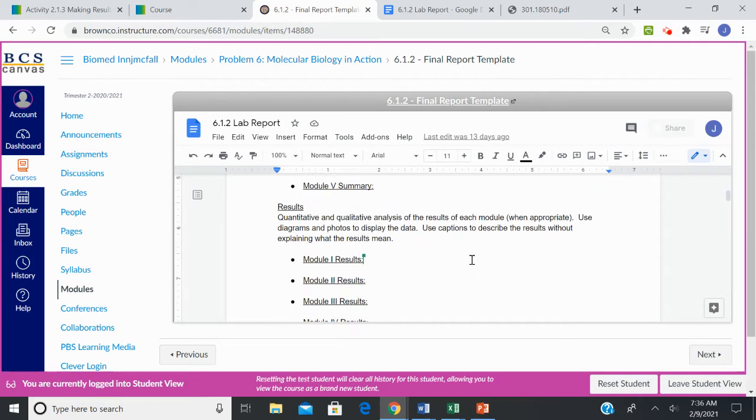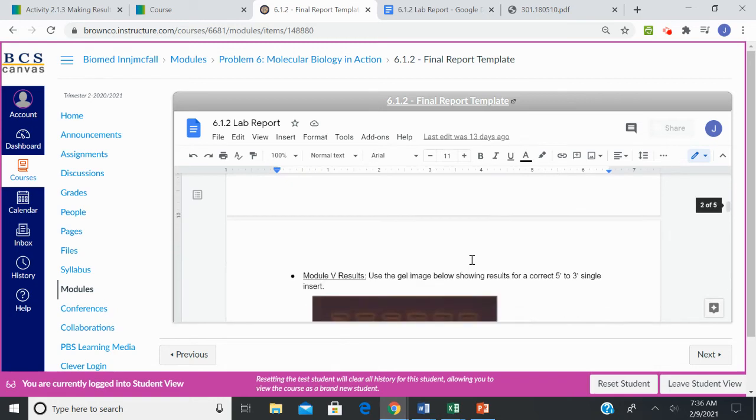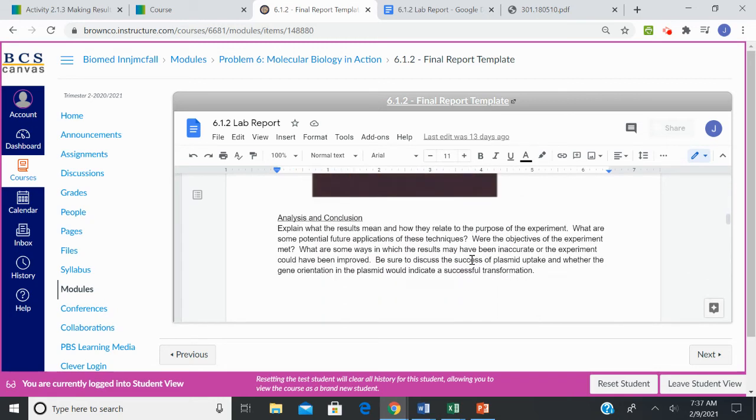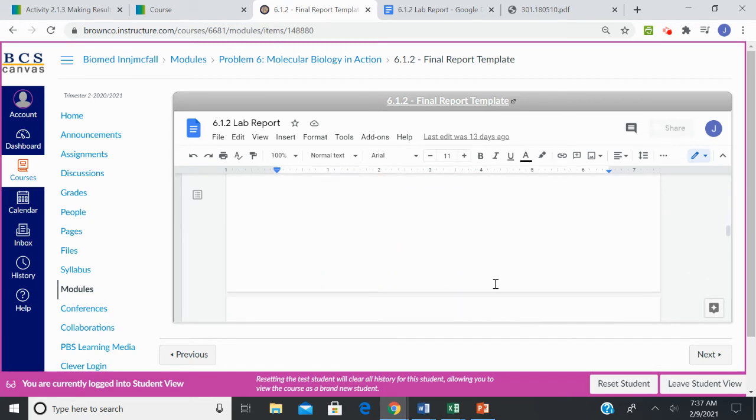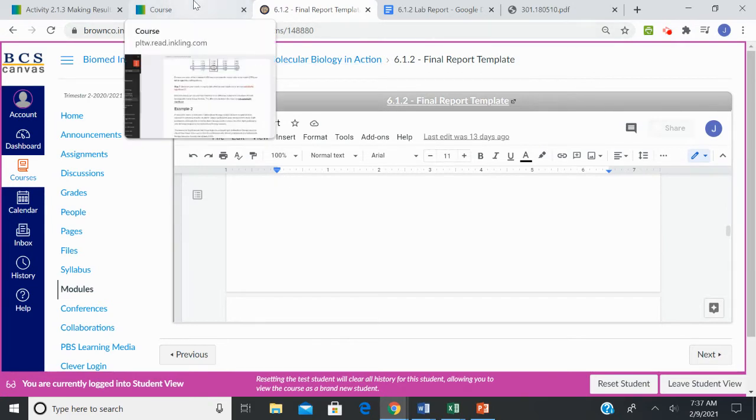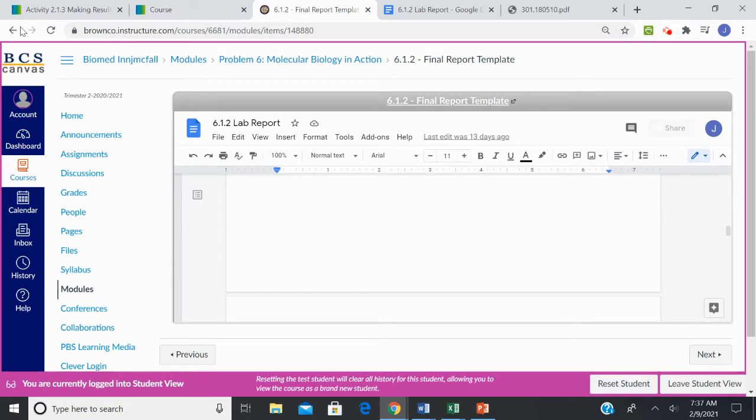And then under results, and then in the analysis, that's where you go into more details about what everything means. So once again, turn that in today. That's still due today. So you should be able to get that turned in to Canvas by the end of the day today.